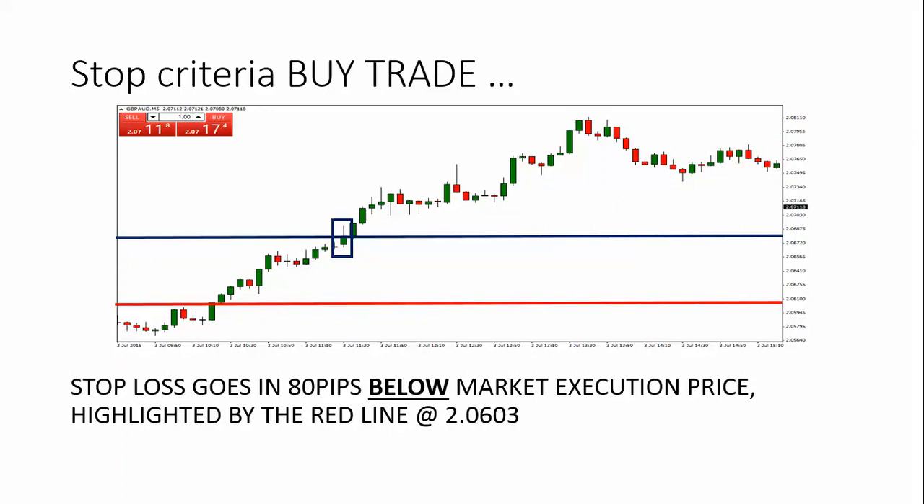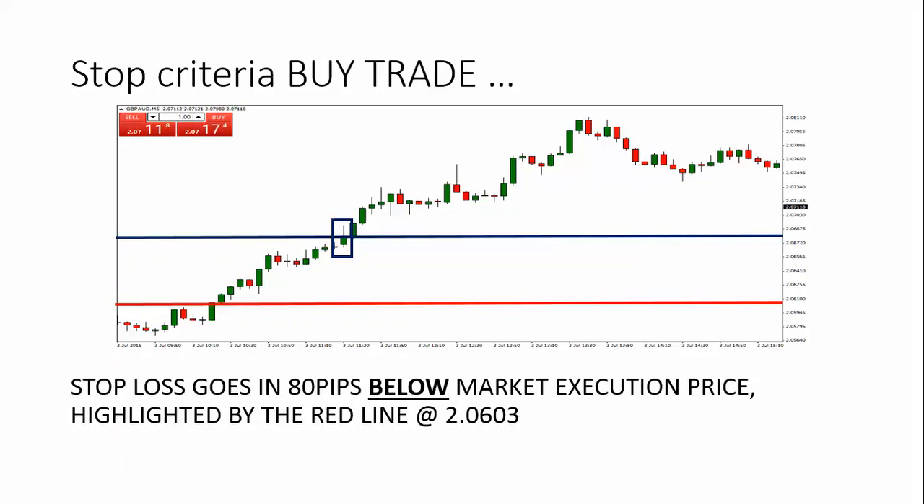If it starts going down, that's obviously a concern to us, and that's where we want to have our stop loss. So we put our stop loss 80 pips below the market execution price, which in this example is 2.0603, as illustrated by the red line, giving it enough room to breathe to fulfill its potential.